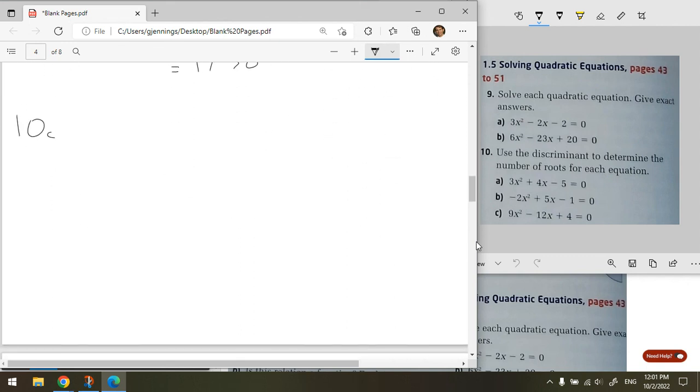10c. 9 is equal to a. Negative 12 is equal to b. And 4 is equal to c. Well, this one has 0 roots. And I'll show you why.